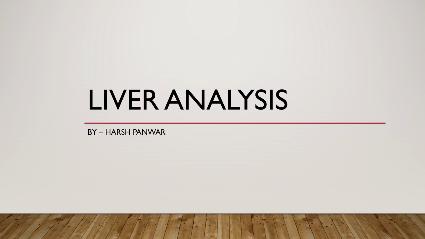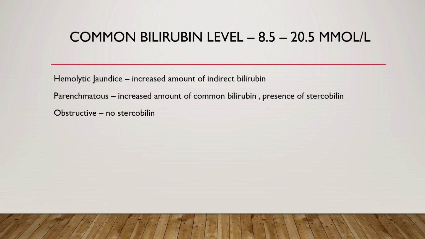Good morning, friends. Today I want to discuss liver analysis: after examining the liver analysis of a patient, what disease can we find? First of all, I want to give you a basic idea about the common bilirubin level. Its normal value is 8.5 to 20.5 millimole per liter. What is the benefit of this value?